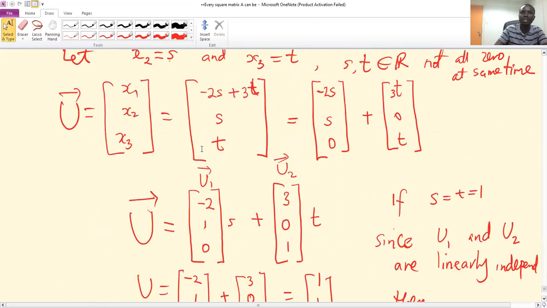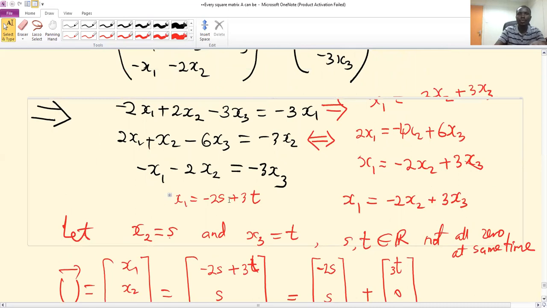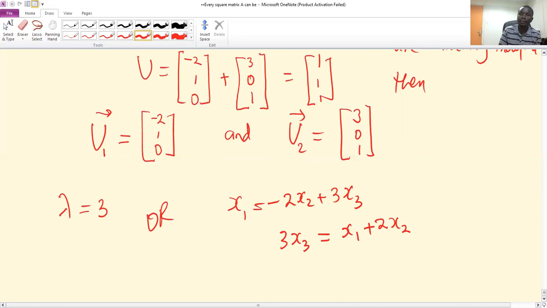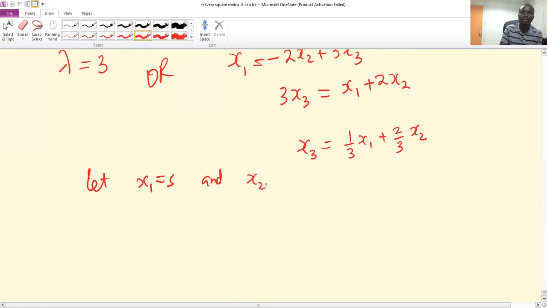But you see, another person can as well do the same problem differently. We saw that the relationship, we had x1 equals minus 2x2 plus 3x3. This is not the only way of doing the same problem. Another person can decide to make, say, x3 the subject. So you say that 3x3 equals x1 plus 2x2, and then x3 will be a third x1 plus 2 over 3 x2. And so he fixes, let x1 be s and x2 be t.